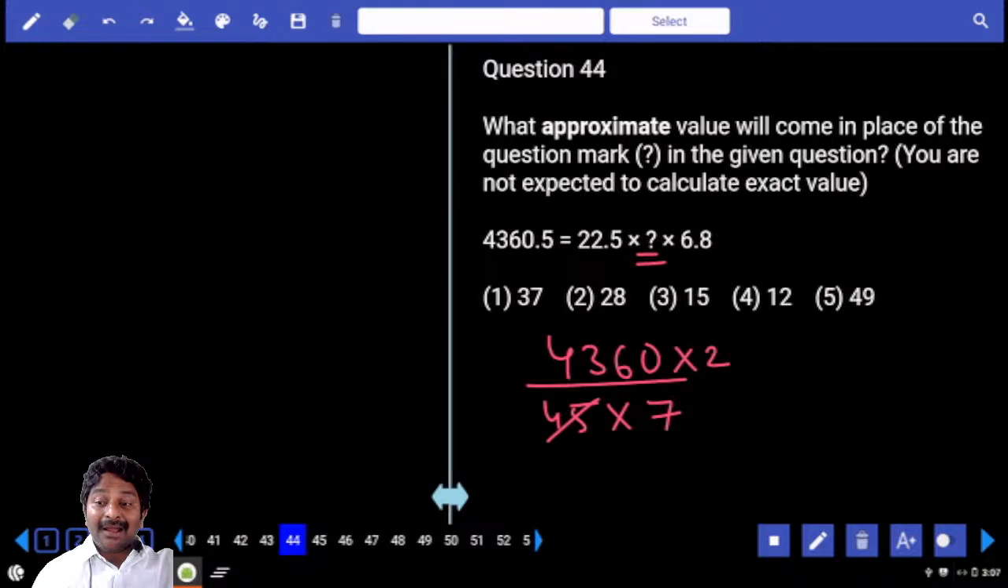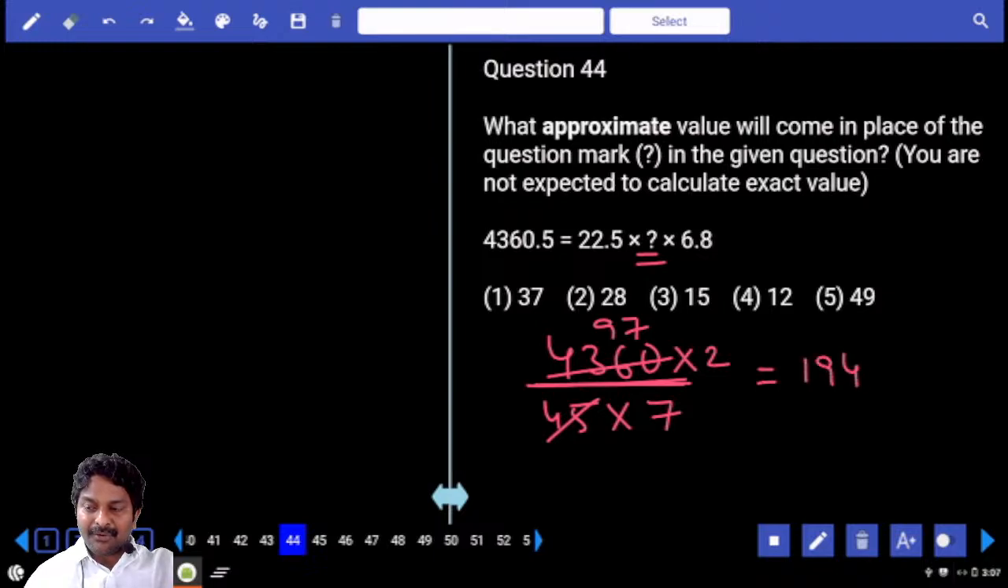45, 100 times is 4500. But here in numerator we have 140 less than 4500. I'll deduct 3 times of it. 100 minus 3. How much is that? 97 into 2. 194 by 7. 2 times. We are done with the answer.